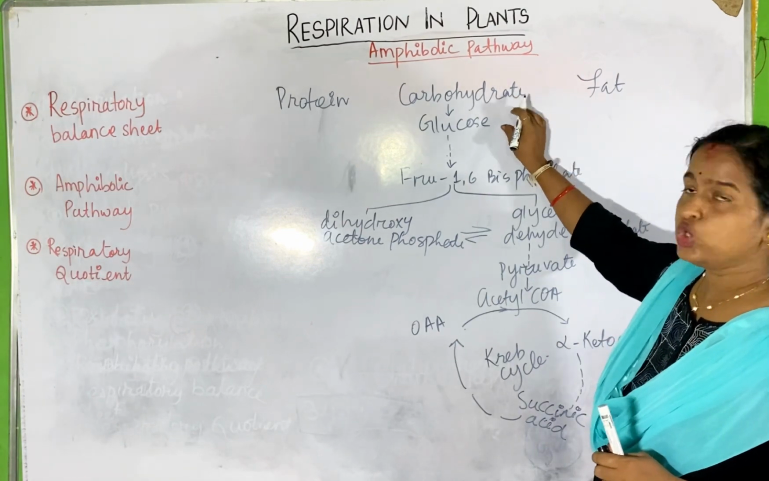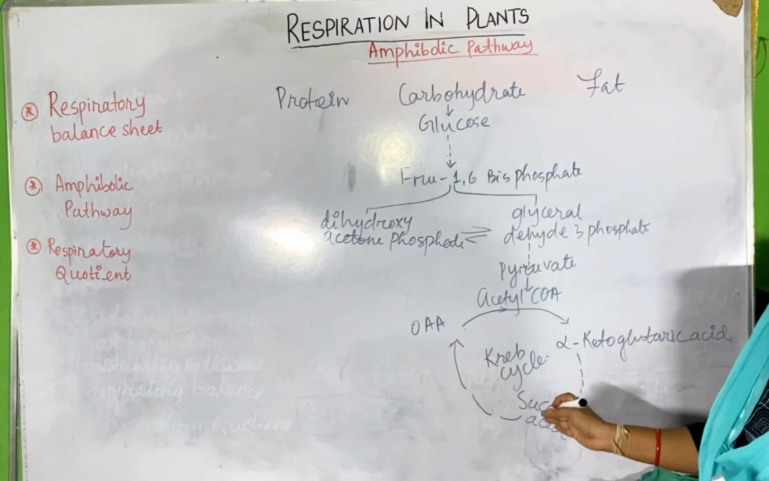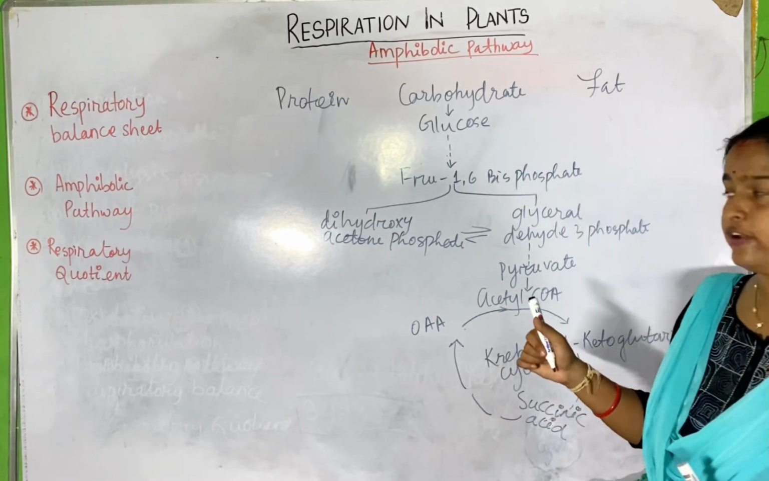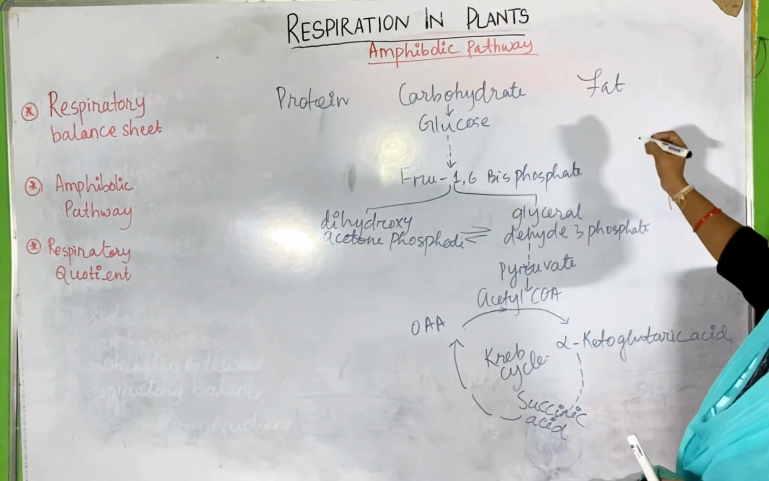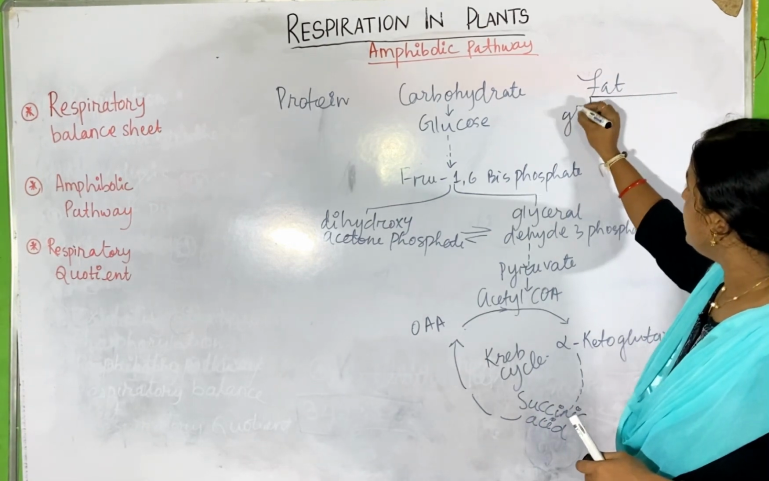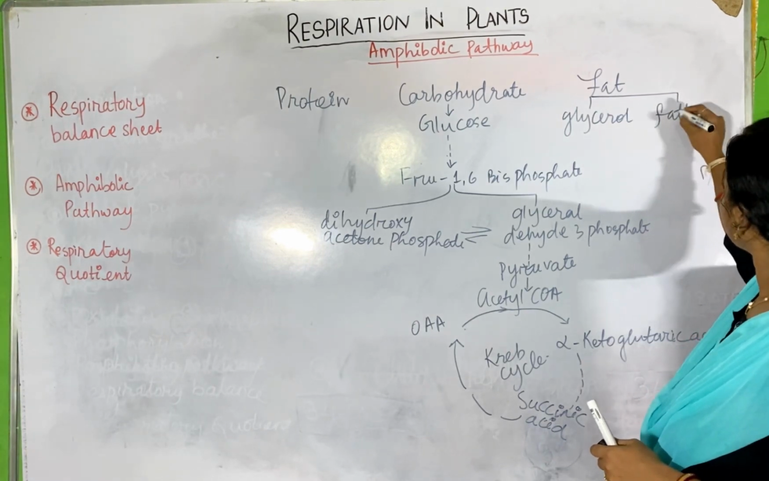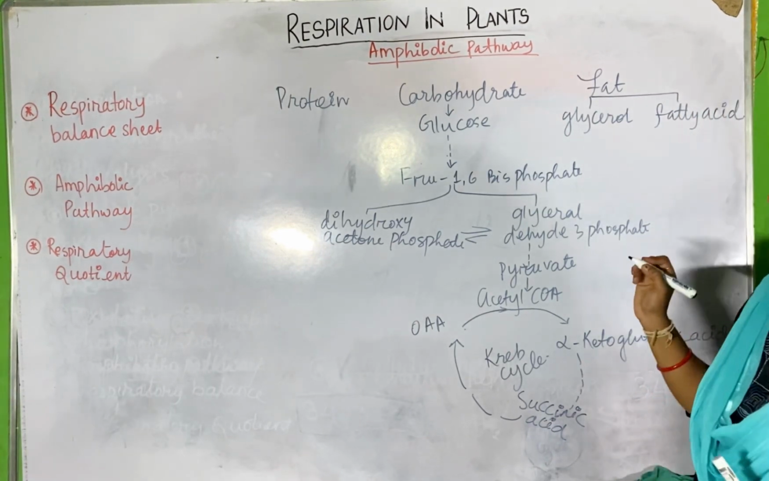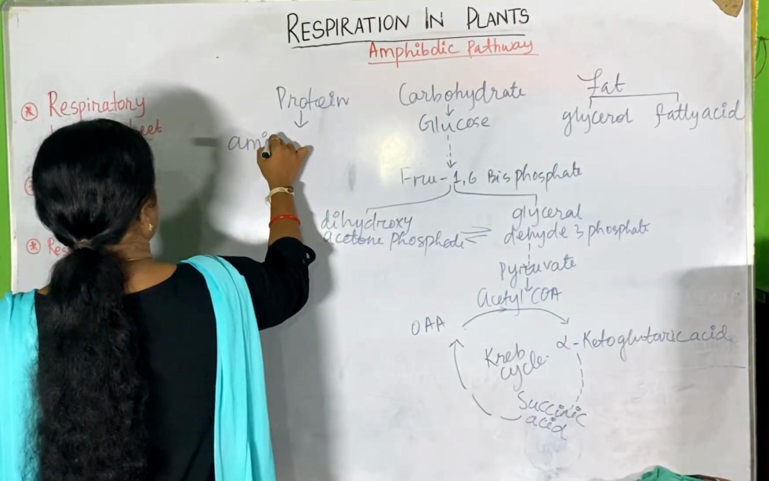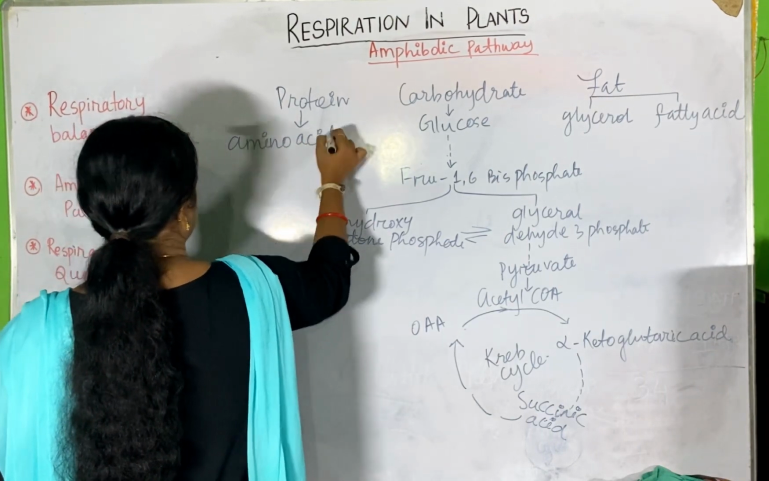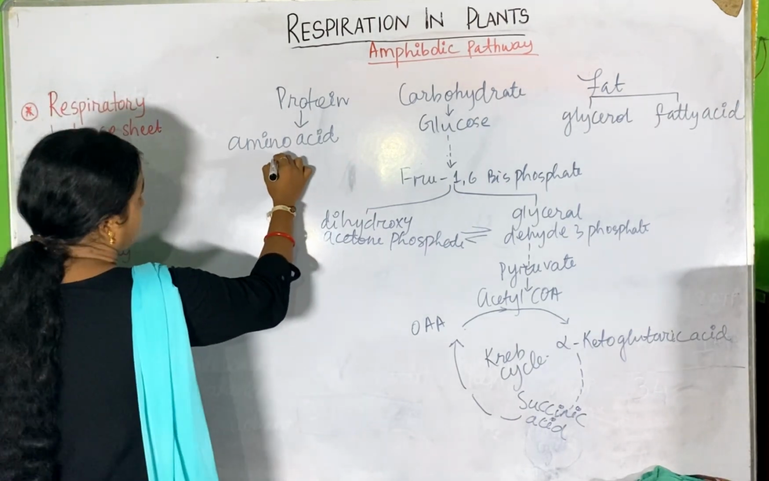If the carbohydrate glucose enters the respiratory pathway, it can form these products along with ATP, NADH and FADH2. But proteins and fat can also enter the process. Fat can be glycerol and fatty acid, and protein, after deamination, can be amino acid. There are 20 basic amino acids.